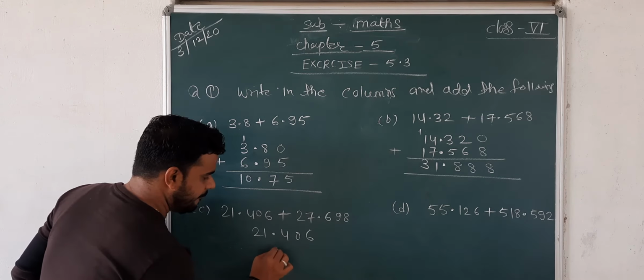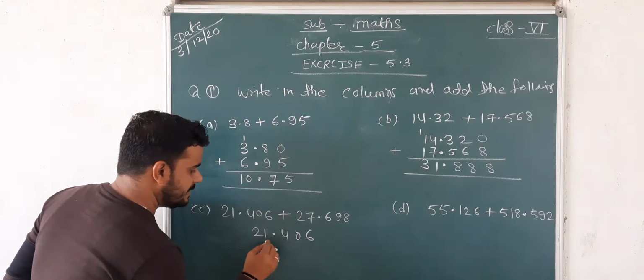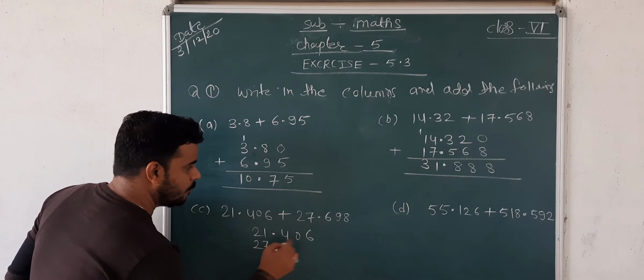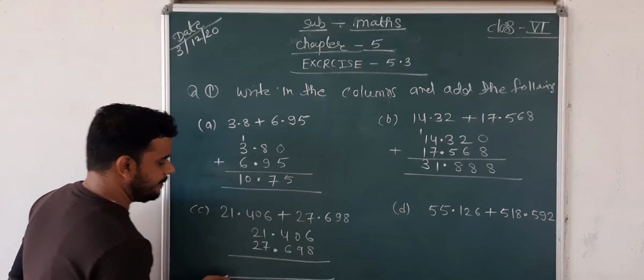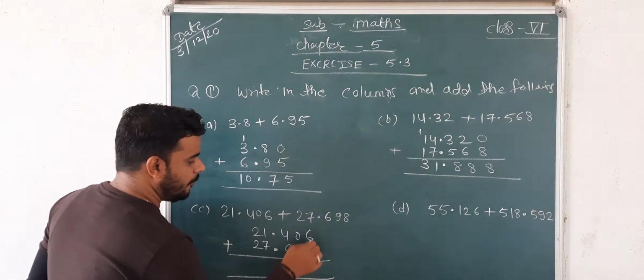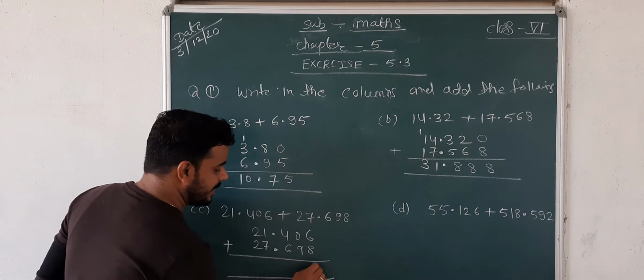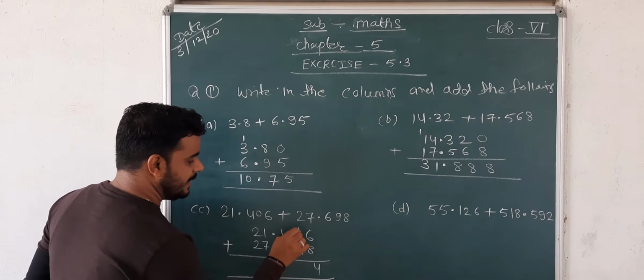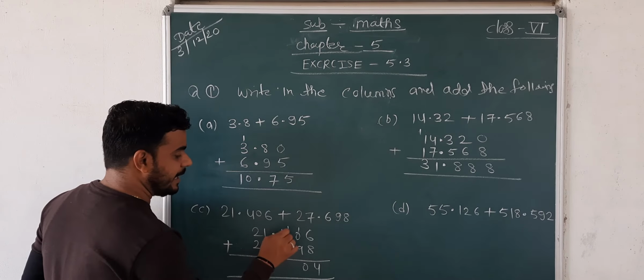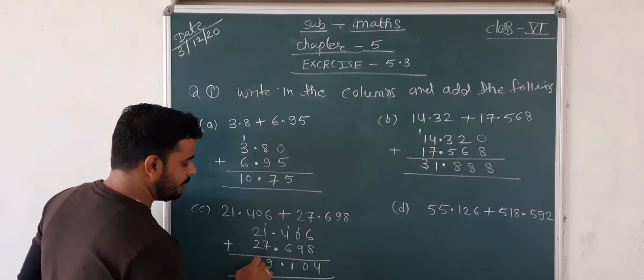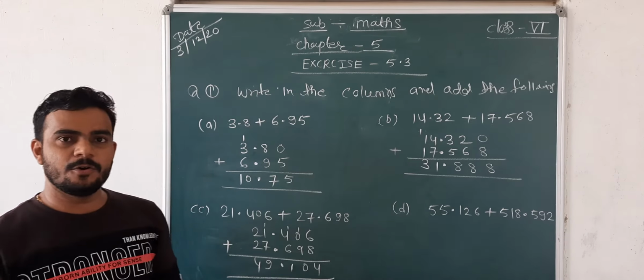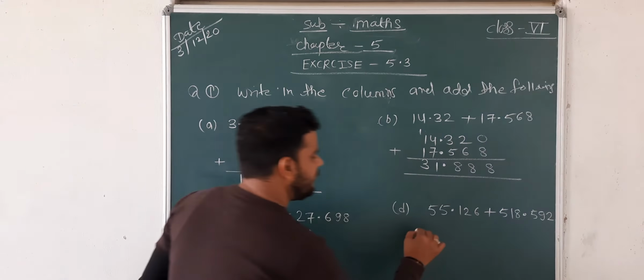Next, 21.406 and in front of the decimal, the first number is 7. Afterwards 2. Here 6, 9 and 8, and you have to add both of these. So 8 and 6, 14. Carry 1. 9 and 1, 10. Carry 1. 6 and 4, 10 and 1, 11. Carry 1. 7 and 1, 8 and 1, 9 and 2 and 2, 4. 49.104.